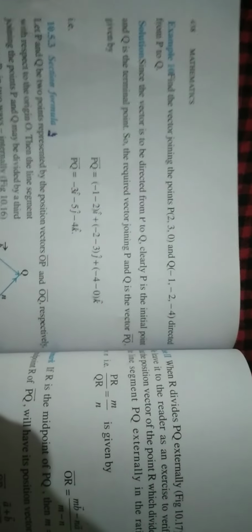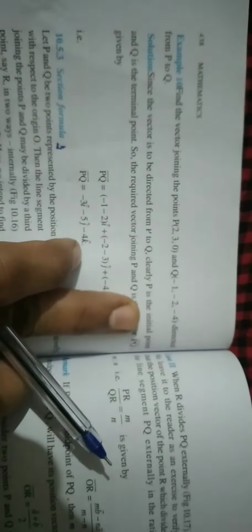Example 10: find the vector joining the points this and this, directed from P to Q. Given two points P and Q, P (2, 3, 0) and Q (minus 1, minus 2, minus 4), the vector is to be directed from P to Q. Clearly P is the initial point and Q is the terminal point, P to Q.